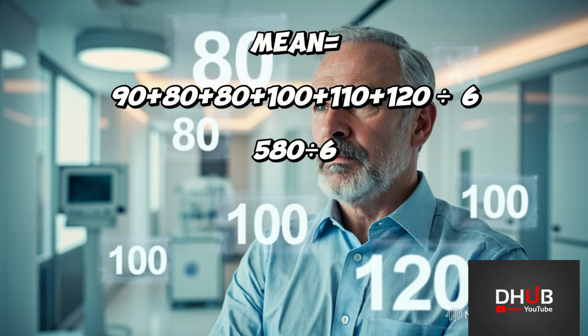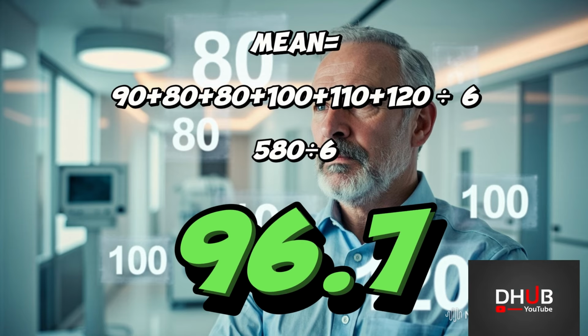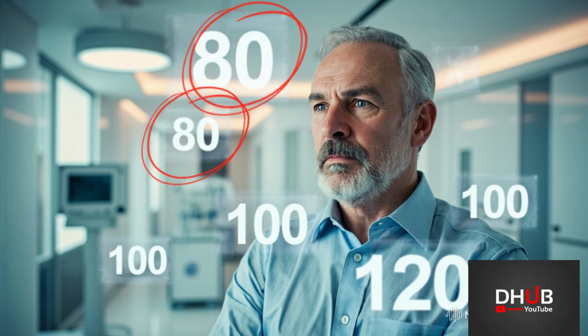Well, the mean would be the sum of all 6 of those numbers divided by 6. So that's very easy to get. You've probably done this many times when you average things out, and that would be 96.7 for this data set. The mode is the number that comes up most frequently, and in this data set, there are 2 examples of the number 80. So the mode would be 80.